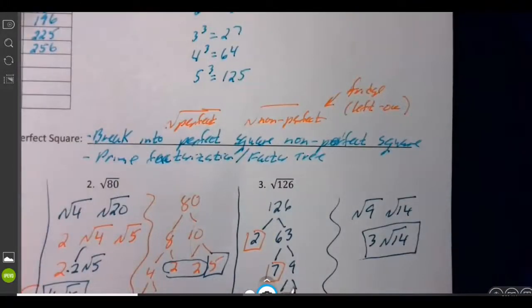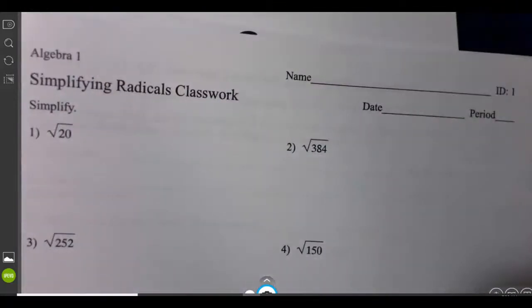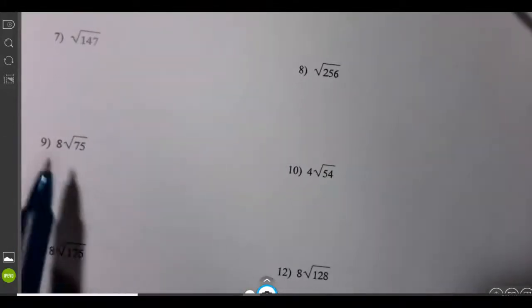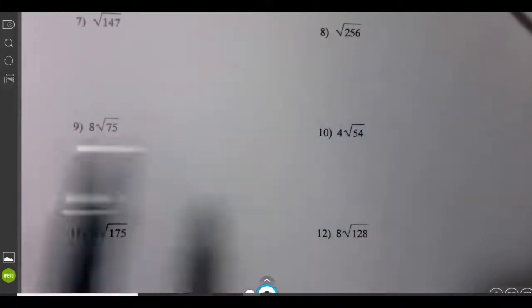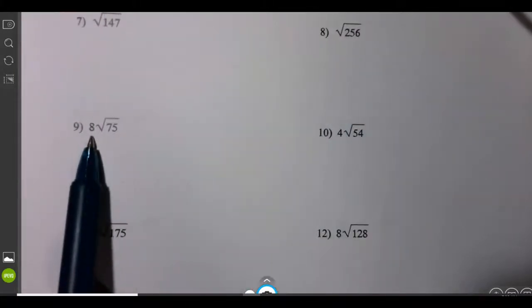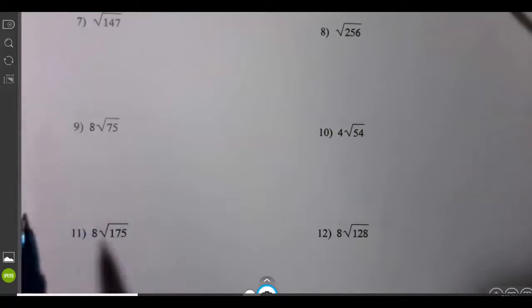Now, I want you to look in your packet on the page that looks like this, Simplifying Radicals Classwork. And we've already done some of these first ones. I want to jump down further to the bottom, to number 9. And I want to show you that if the number's on the outside, it just keeps on tagging along. So I'm going to do the method because with 75, I already know a perfect square in there is 25. So I'm going to use that.